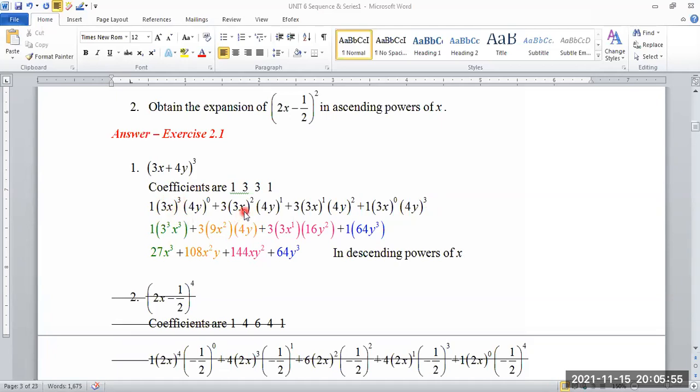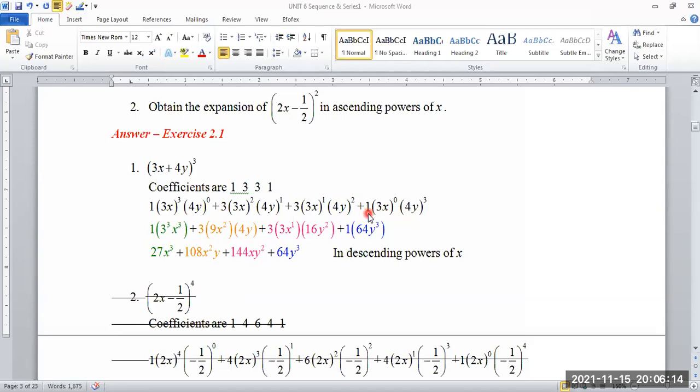3x to the third, 3x to the second, 3x to the first, 3x to the 0. Check. 4y to the 0, 4y to the first, 4y to the second, 4y to the third. Check. Coefficients 1, 3, 3, 1. 1, 3, 3, 1. So you have 3 points in which to double check your answer.